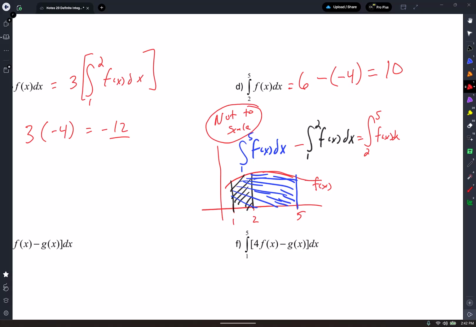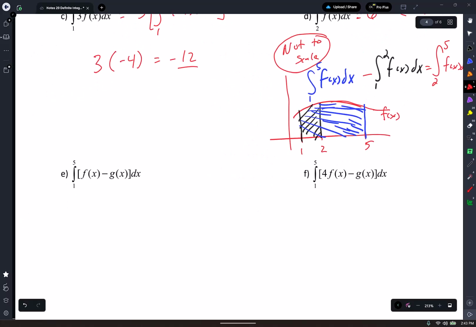If I take the area from 1 to 5 and I subtract the area from 1 to 2, won't that give me just the area from 2 to 5? So that's the logic. We don't know how it actually looks. I took the area from 1 to 5, which was 6, and the area from 1 to 2, which happened to be -4, so 6 minus -4 gave me 10. Do you see the logic? Yeah. Okay, for sure. You're not just telling me that just to tell me that. No. Okay, let's go to letter E.